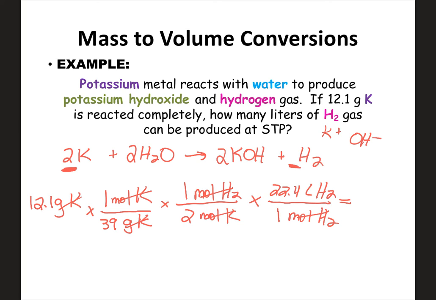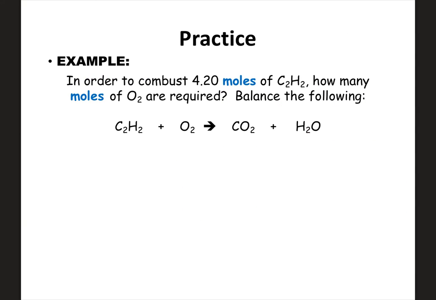When you plug, chug, sig fig, again, you have 3 sig figs. It's going to have to be 3.47 liters. All right, don't forget your unit and watch your sig figs. We have a few more examples here that we can try. You're more than welcome to pause the video, try these, and then see how you did, but I'll walk you through this one. So this is telling us we're combusting 4.20 moles of C2H2, and we want to know how many moles of O2 are required to do this.